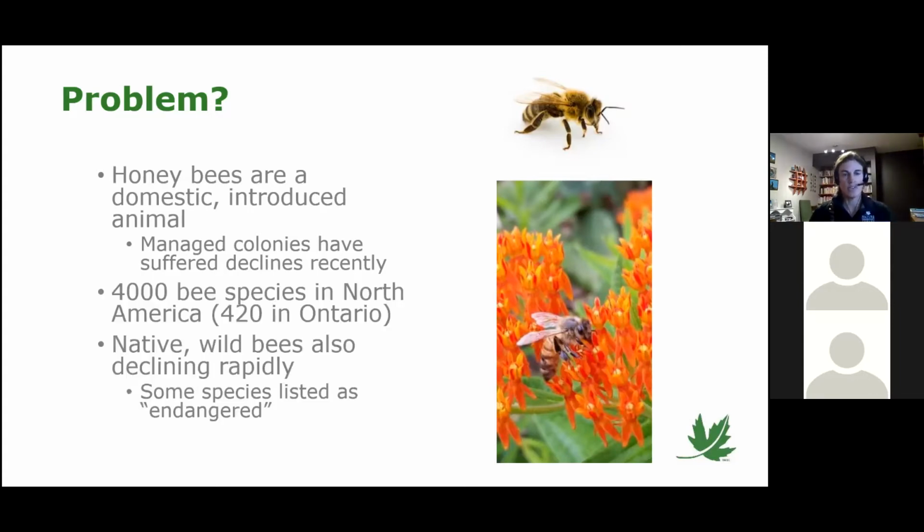There are around 4,000 species of bee in North America, about 400 or so in Ontario. And these wild animals are also declining rapidly, to the extent, in fact, that some of our bees are listed as endangered. And again, that includes species right here on our doorstep in southern and central Ontario.